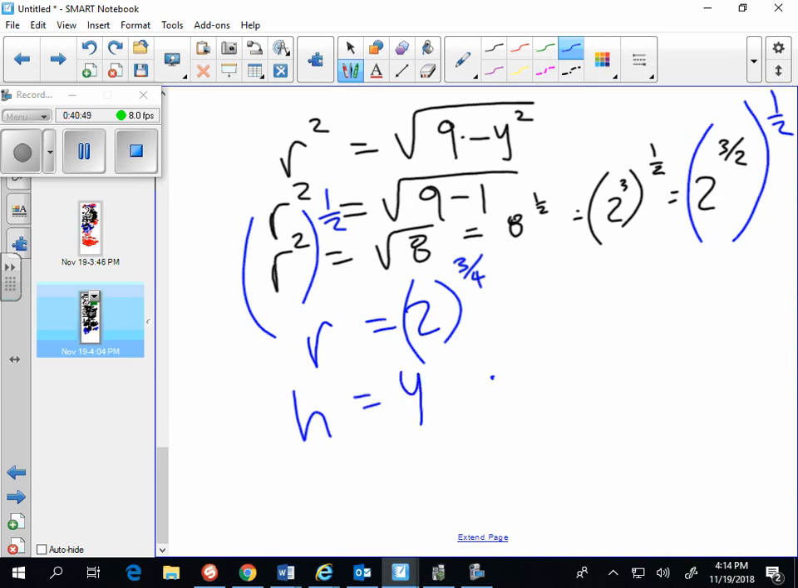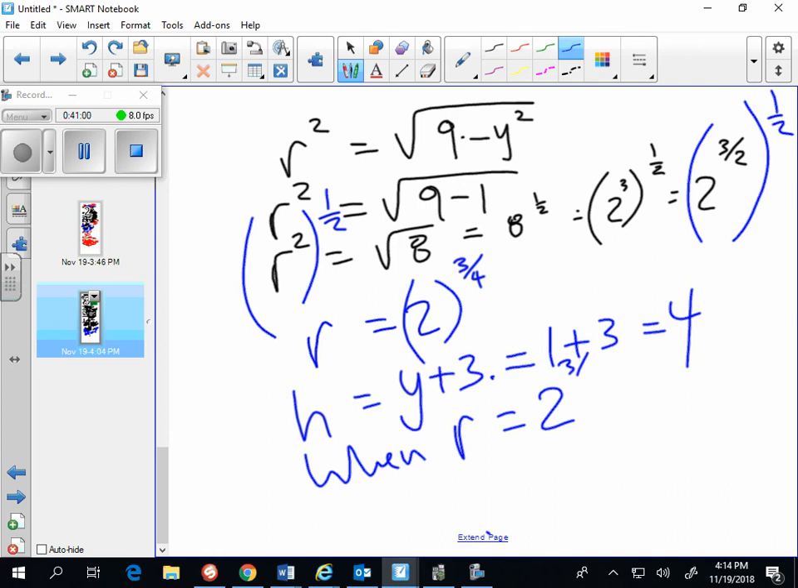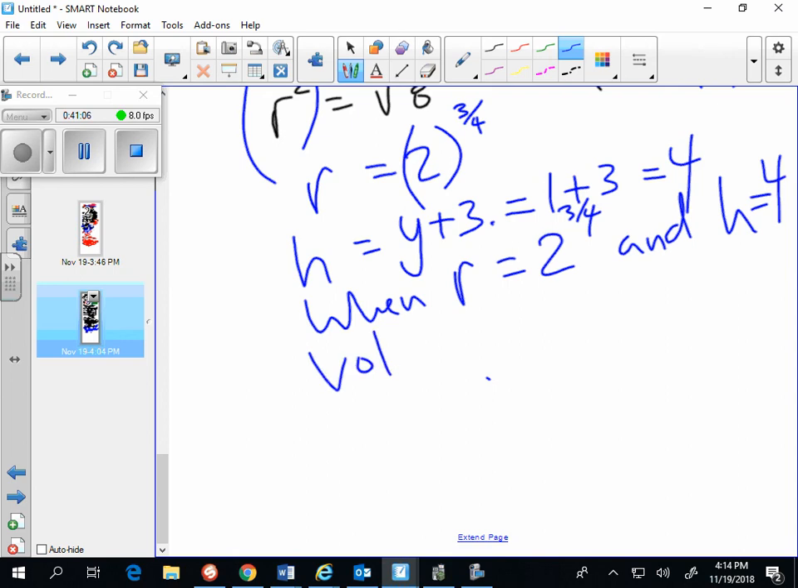Now what about h? h was equal to y plus 3. That's a little easier. 1 plus 3 is 4. So when radius equals 2 to the 3/4 and height equals 4, volume is maximized. We have the dimensions, and we can plug these values back into our volume formula if the question had said, what is the maximum volume?